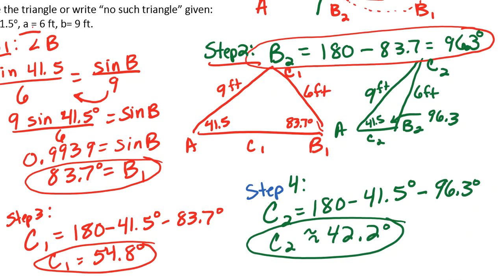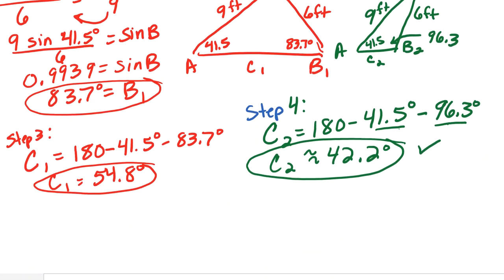All right, and this is the point at which we have actually confirmed that both triangles work, because there was still room for an angle C2. If our 2 angles had already added up, if these 2 angles that I just underlined were already more than 180, then there would be no second triangle.